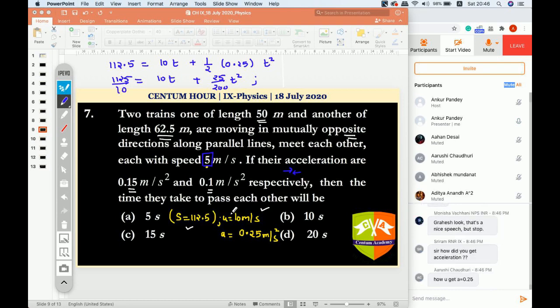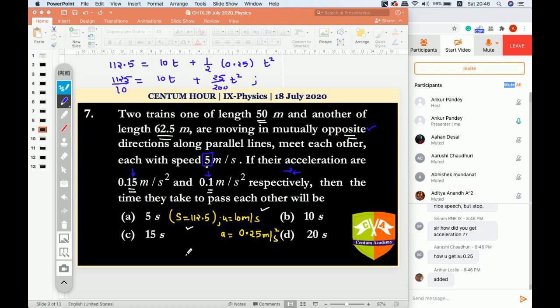Got it, Monisha? How I got a equal to 0.25 beta? There are two accelerations, 1 and 2. Both accelerations are in opposite directions, so they will get added: 0.25.